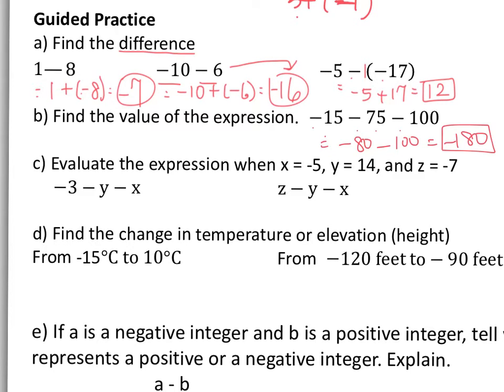Okay, and part C, evaluate the expression when x equals negative 5, y equals 14, and z equals negative 7. So we need to do some substitution again. Negative 3 subtract y is 14. And then x is negative 5. Okay, if you notice that you have negative negative here, so you have to make this positive. So negative 3 minus 14 is negative 17. Negative 17 plus 5 would give you negative 12.